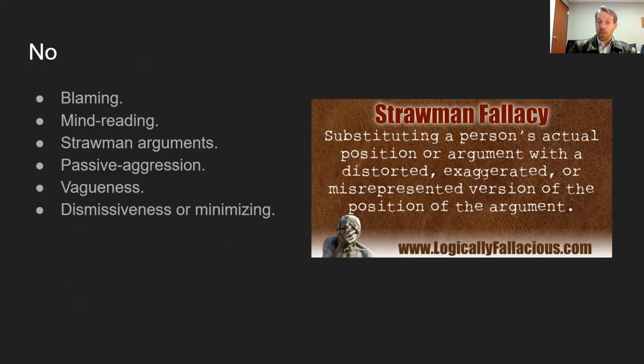As a part of this, there are several things that we need to strongly avoid. We need to avoid blaming. We need to avoid any mind reading. So, assuming that we know what the other person is thinking or feeling or what their motives are, and trying to tell them, you think X, Y, and Z. We need to avoid straw man arguments.